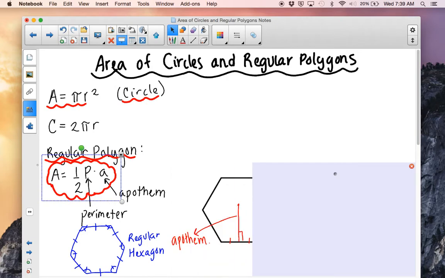Now, the apothem is the segment that goes from the center of the polygon, and it extends out to the middle of one of the sides. It's always going to make a 90-degree angle on the side. So that's the apothem. It's also always going to cut that side in two congruent parts.